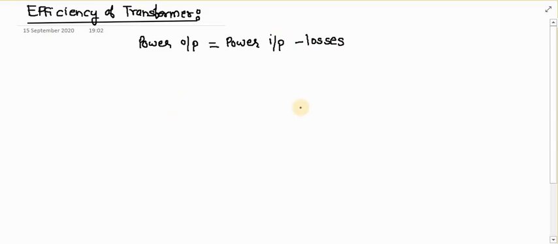There are two types of losses in the transformer, variable loss and constant loss. Your copper loss is variable loss and iron loss is a constant loss. The higher the value of the power output, the lesser the losses in the transformer for a given input, and the more efficient our transformer is.